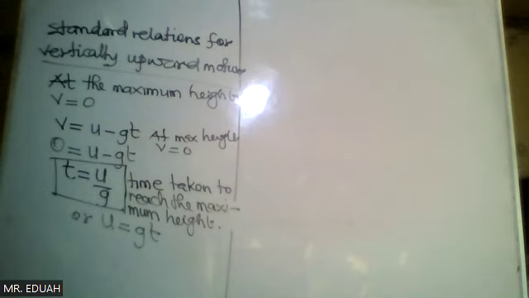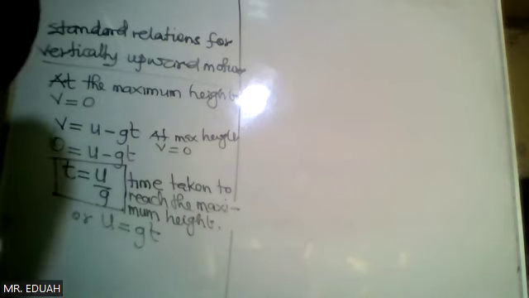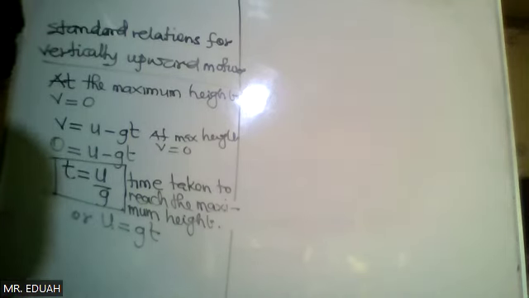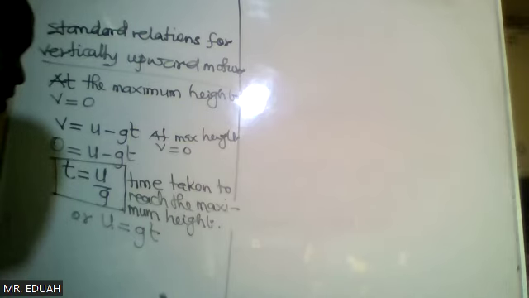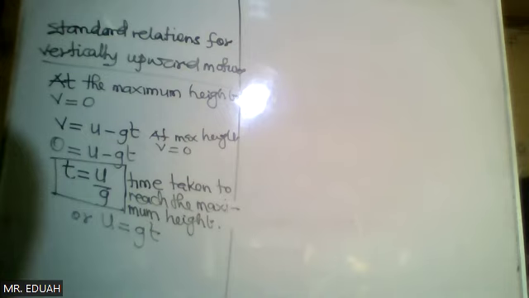Please, are we okay? Yes, please. So the application of this is that when a body is thrown upward and you have to calculate the time taken to get to the maximum height, just divide the initial velocity given by gravity and you'll be smiling.